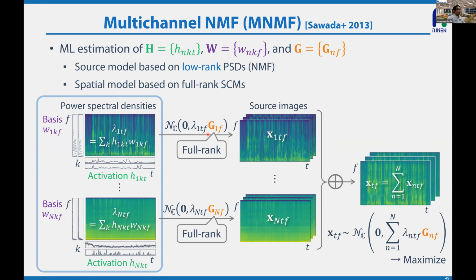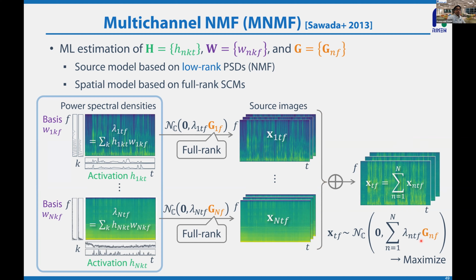And then, using some spatial covariance matrices G1 to Gn, where n is the number of sound sources, you can get the source images. This is multi-channel. This is the single channel power spectral densities, but this is the multivariate Gaussian distribution. Using this distribution, you can get multi-channel source images. And finally, summing all these source images, you can get the observed mixture. This is the generative story behind multi-channel NMF.